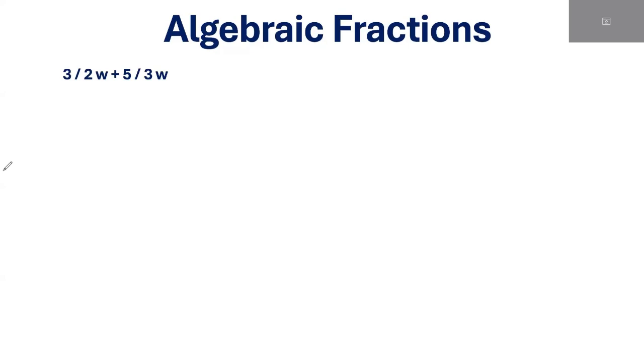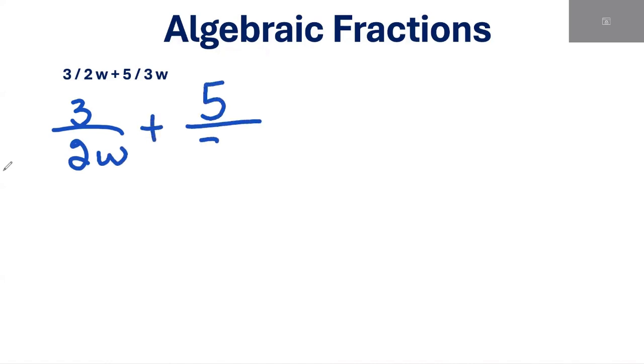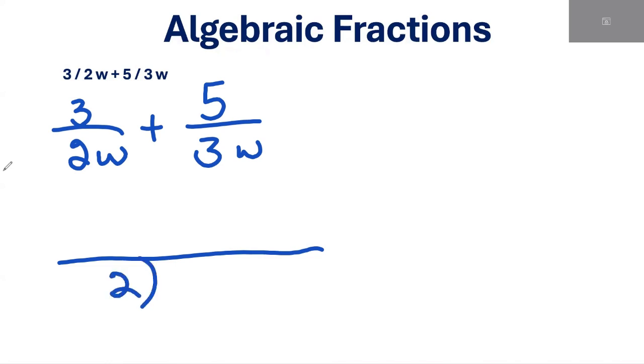3 divided by 2w plus 5 divided by 3w. Let's solve this. Three divided by 2w plus 5 divided by 3w. Just draw a line for LCM. What is the LCM over here? The LCM is 2 multiplied by 3 multiplied by w. 2 multiplied by 3 multiplied by w.